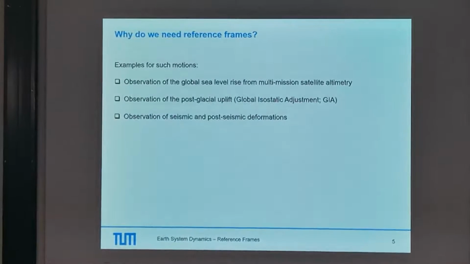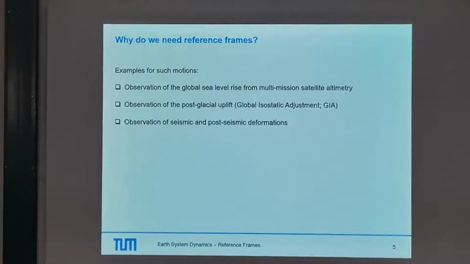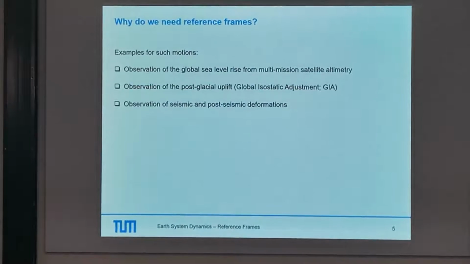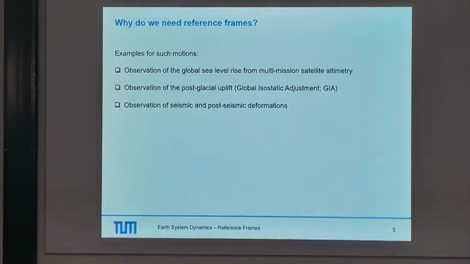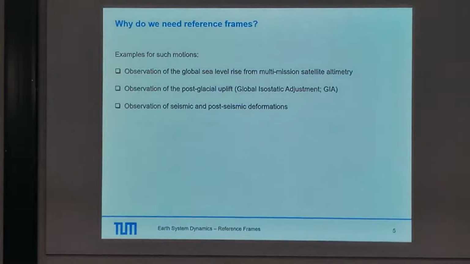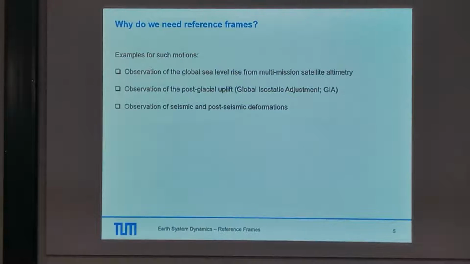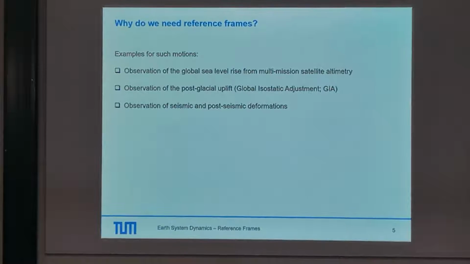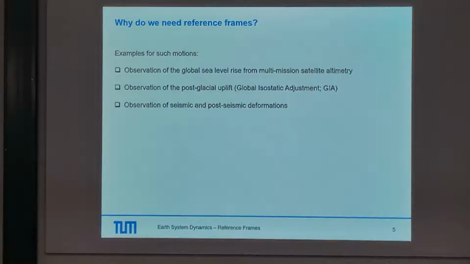Examples for such motions are the observation of the global sea level rise, the observation of post-glacial uplift, so the deformation or relaxation movement of the crust in the Scandinavian region due to the loss of the ice mass on top, or the observation of seismic and post-seismic deformations, especially in the South American region or the Japanese region, where the two largest earthquakes in the last 20 years happened. So Chile and Japan, for example.